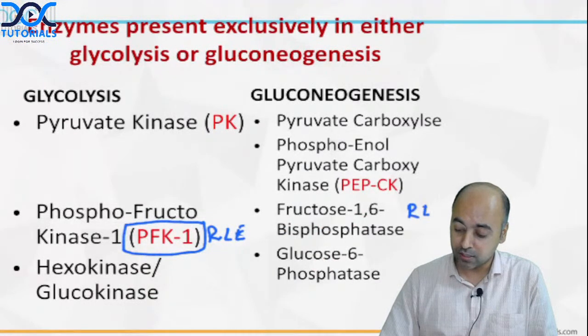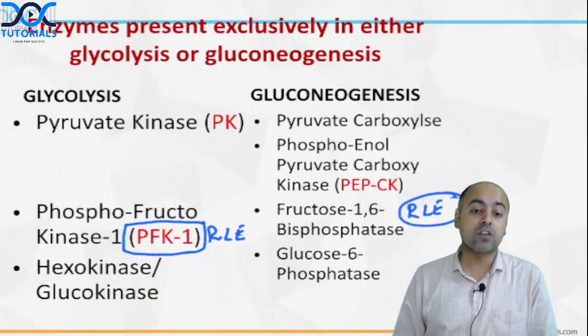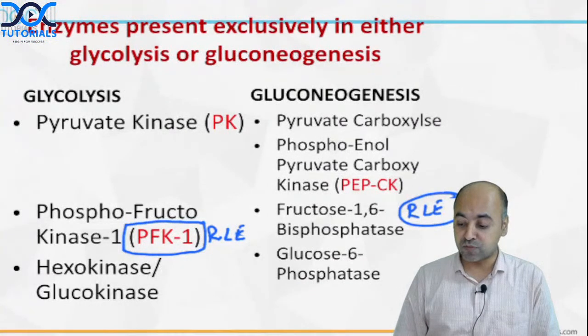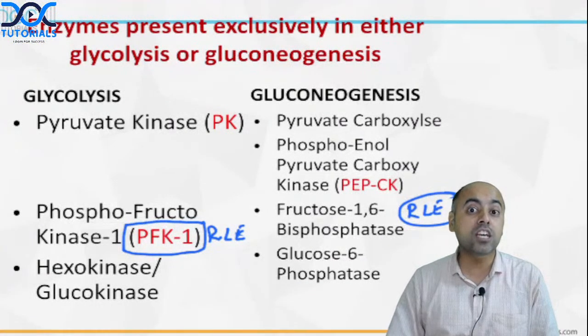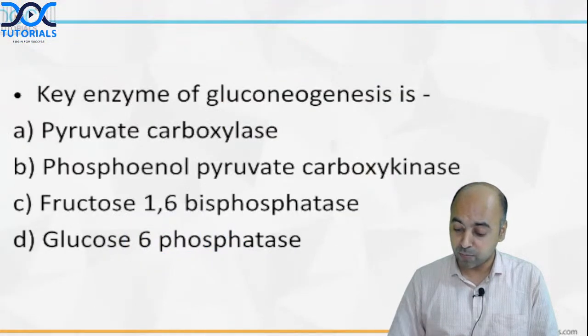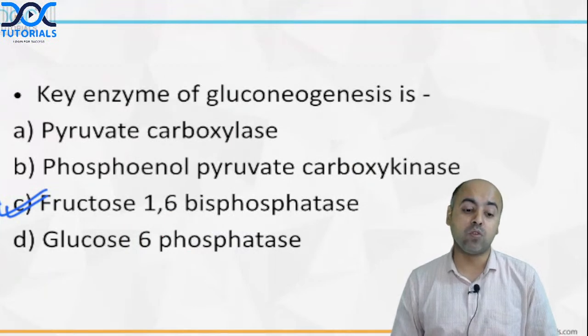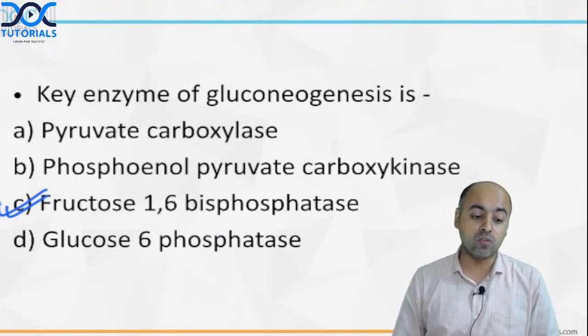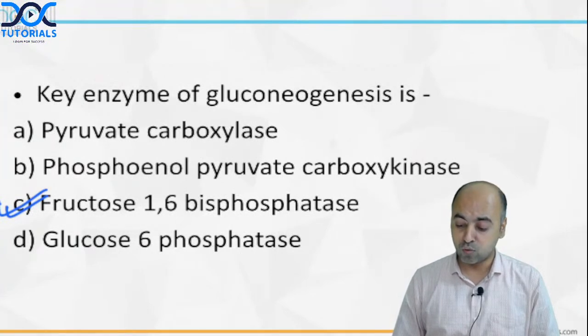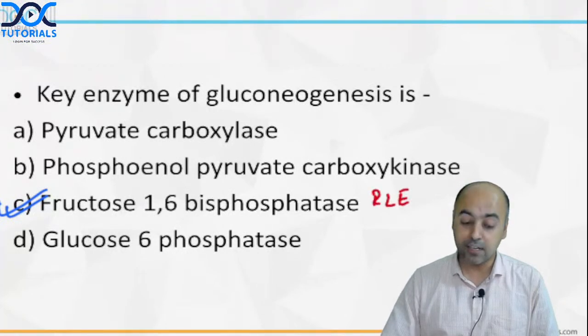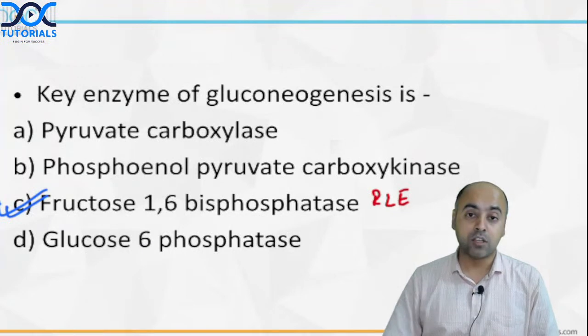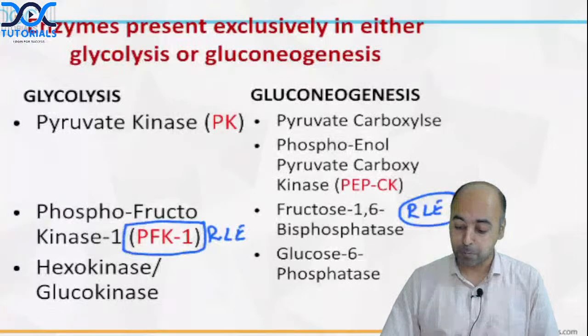Please note the rate limiting enzyme is fructose 1,6-bisphosphatase, meaning this will be the key enzyme of gluconeogenesis. The most important enzyme of gluconeogenesis will be fructose 1,6-bisphosphatase. This is identified as the rate limiting enzyme of gluconeogenesis.